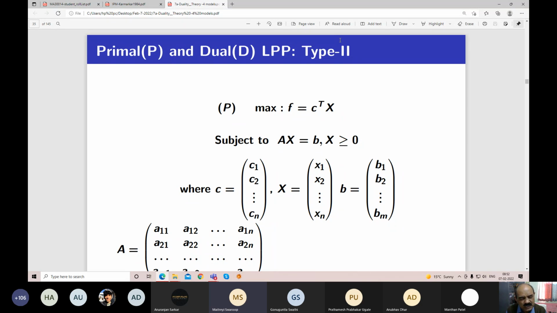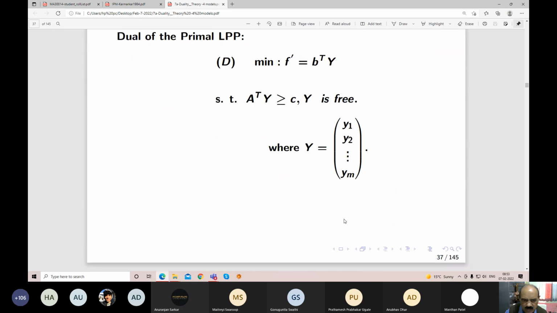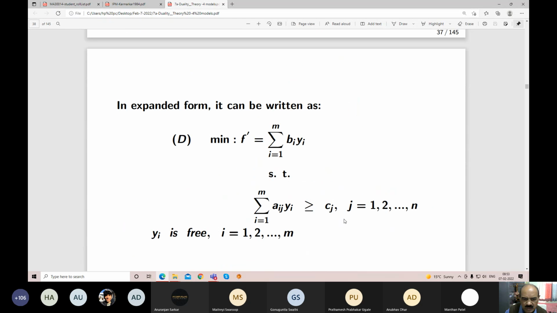In the first one, if constraints are less-than-or-equal type, we will also have dual variables that are free. If constraints are equality type, dual variables are free. If dual variables are free, constraints will be equality type in the primal, and vice versa. So here, with respect to P, what is the dual? The dual will be in mathematical notation like this.